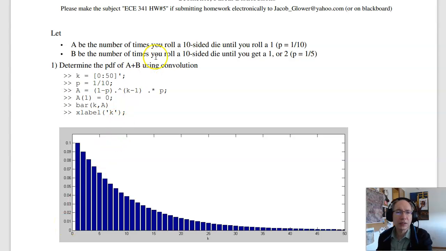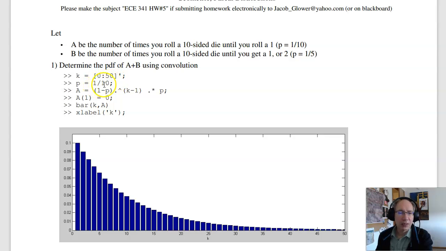looks at how to combine two geometric distributions. The first one, A, is the number of times you have to roll a 10-sided die until you get a 1. And B is the number of times you have to roll a 10-sided die until you get a 1 or a 2. So these are both geometric distributions. The first has a probability of 1/10. The second has a probability of 1/5. So doing that, let's have k go between 0 and 50.